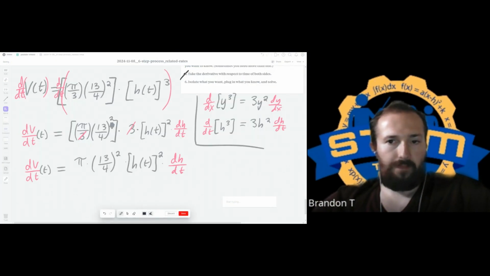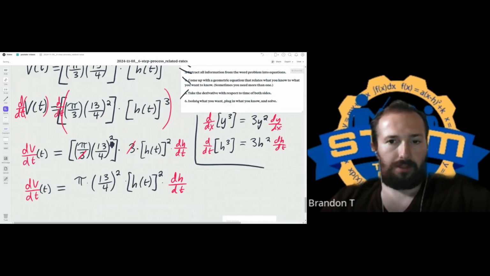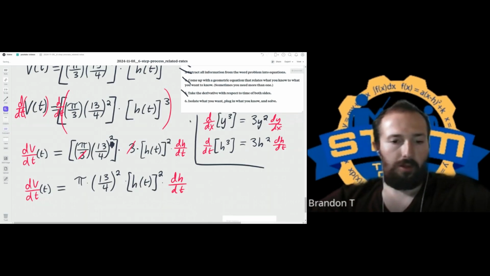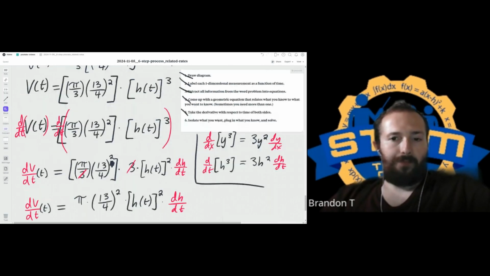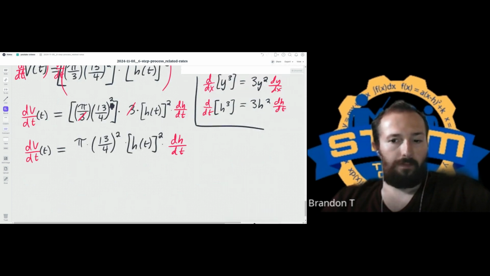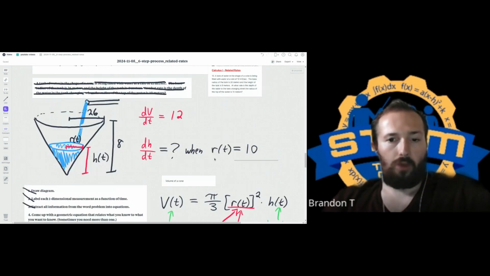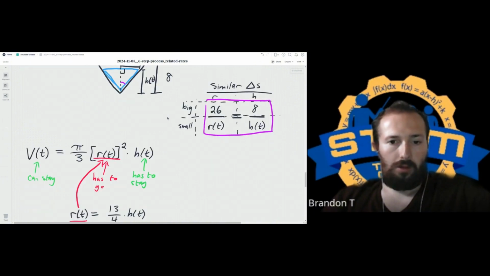So there we go. We've now done step 5: take the derivative of both sides with respect to time. I guess I should cross this out in the other direction because that's what I've done with the others. Now, for step 6, we want to isolate what we want, plug in what you know, and solve. To do this, I'm going to go back up to the top and grab what we originally started with. So I'm just going to pull this down.